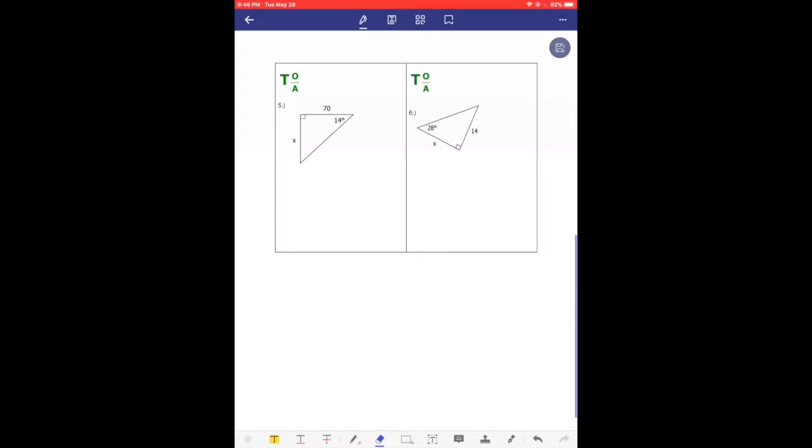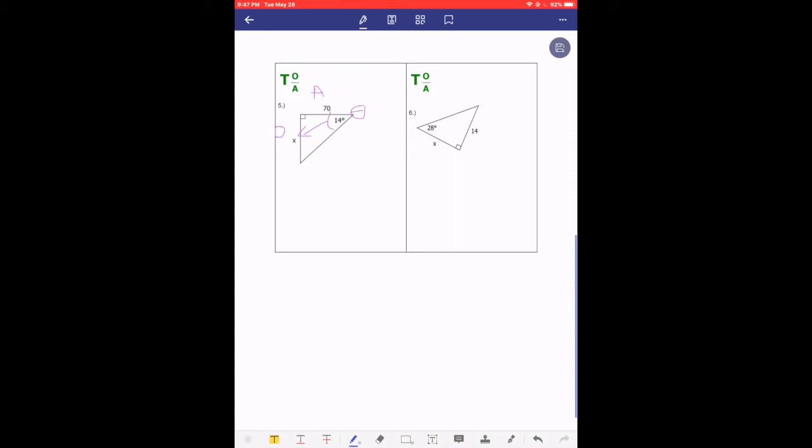For question 5, we're going to use the tangent function. So to start by labeling, the angle 14 is the angle we're using. That's my theta. The x is going to be the angle opposite it, the one that's directly across from it. Opposite, I'm going to label that as O. And the side labeled 70, well, that's next to the angle, so that's adjacent. The other side here would be the hypotenuse, but notice the hypotenuse wasn't labeled, so we're not using that.